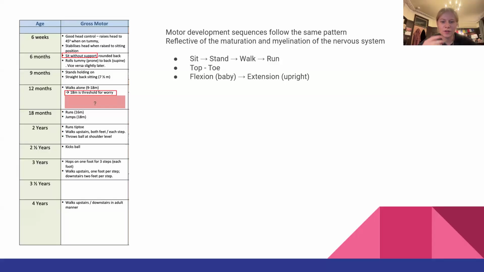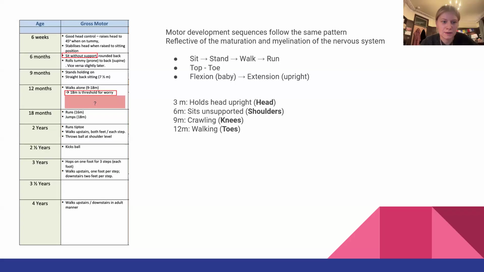So first of all, we're going to start with gross motor. For gross motor, remember it's a reflection of how the nervous system matures and myelinates as you go along. Usually it'll follow the same pattern. Obviously you won't be able to run before you sit, stand, and walk. So it goes quite logically. Top to toe, and as a baby, you're flexed, but then as you become upright and start walking, you start using your extensors a lot more. So that's the general theme so far.